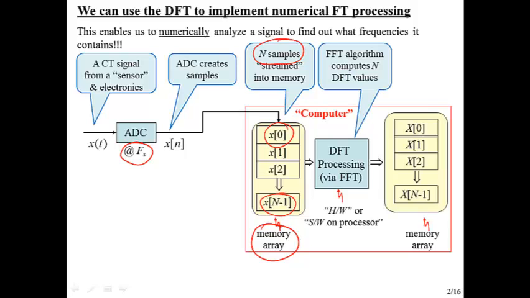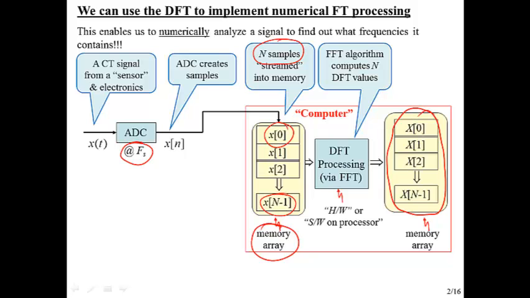And then once we have all the samples, we do DFT processing using the FFT algorithm. The FFT algorithm computes n DFT values. Now we're going to modify this later when we talk about zero padding. Here we're not talking about doing any zero padding per se, but we'll talk about that later. So we use the FFT algorithm to compute the DFT values, and those get sent out into some memory array.